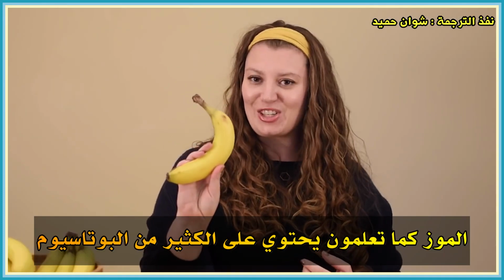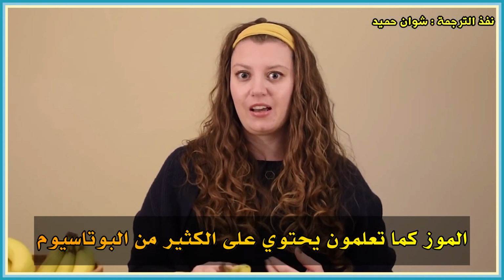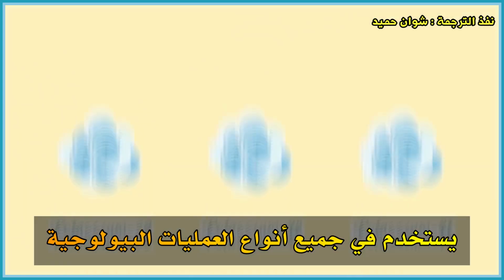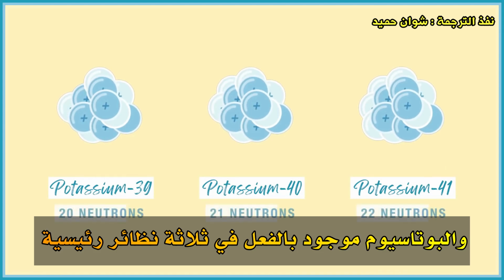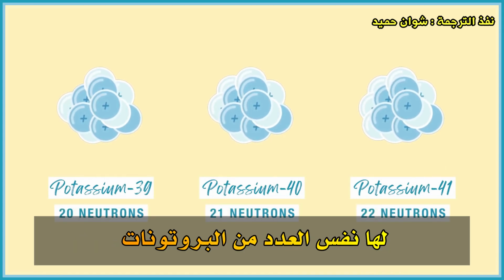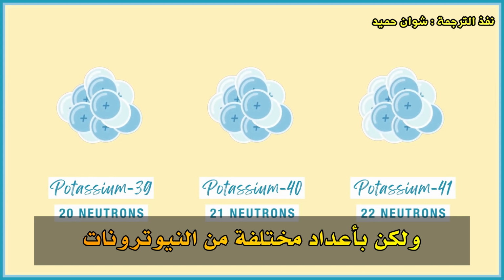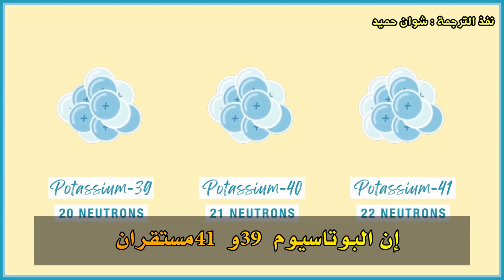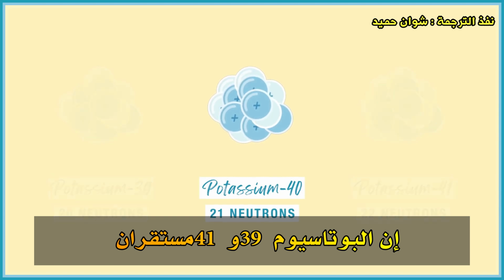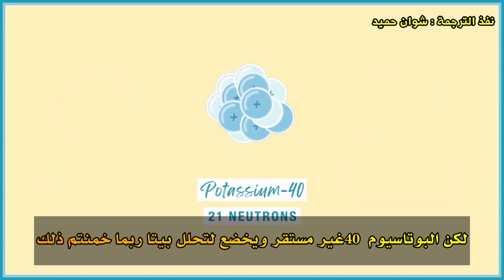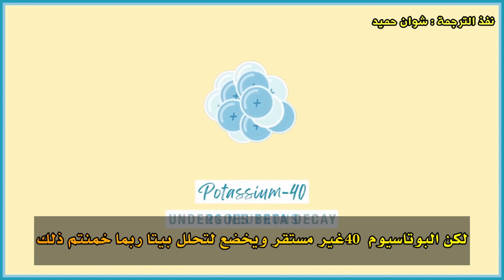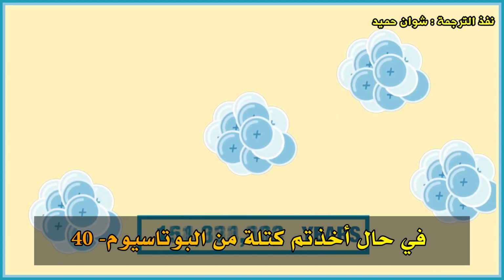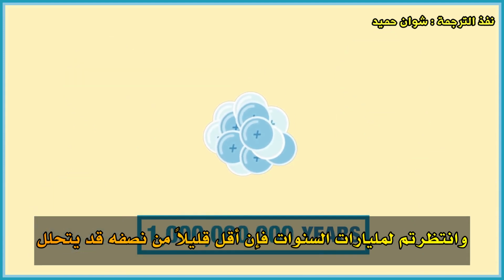Now, bananas, as you might know, contain a lot of potassium. And that's great. Potassium is an essential mineral used in all sorts of biological processes. Potassium actually exists in three main isotopes, with the same number of protons but different numbers of neutrons. Potassium 39, 40, and 41. Potassium 39 and 41 are stable, but potassium 40 is unstable and undergoes, you might have guessed, beta decay. Although actually it doesn't decay very quickly.